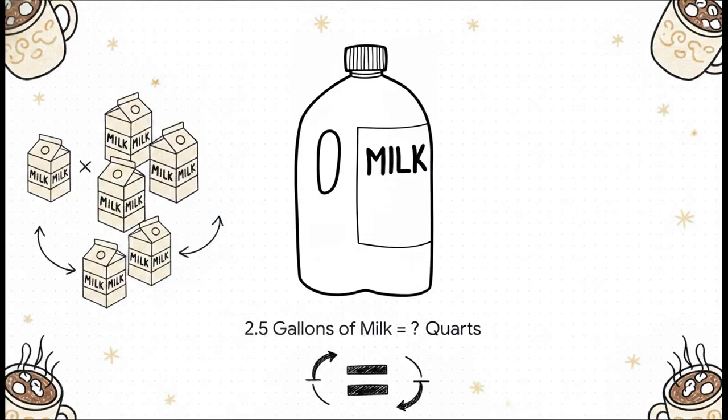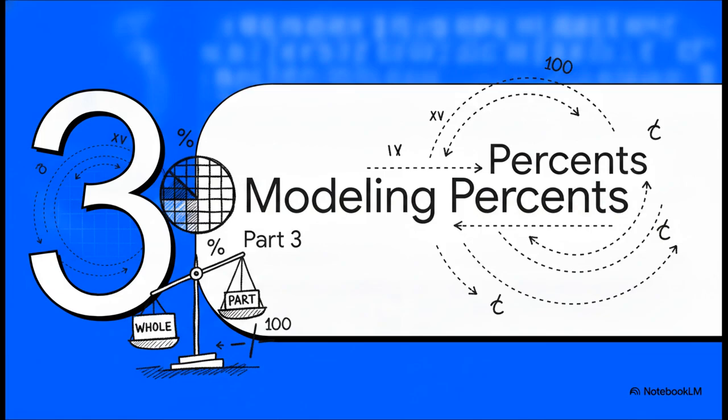And this brilliantly illustrates how we can scale up, say, a hot chocolate recipe for a massive party. If your recipe calls for 2.5 gallons of milk, but the grocery store only sells it in quarts, no problem. You just set up a proportion. Knowing the unit rate is 4 quarts per 1 gallon, you cancel out the gallons, multiply 2.5 by 4, and effortlessly translate that into the 10 quarts of milk you need to buy. Easy. Okay, section 3, modeling with percents.